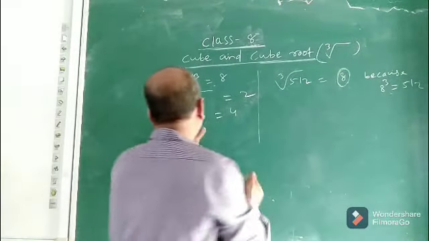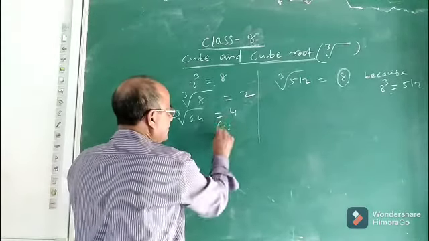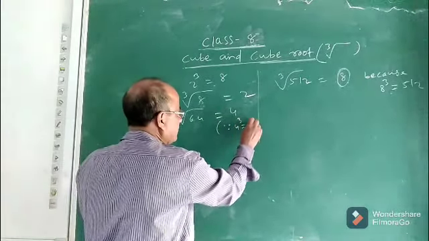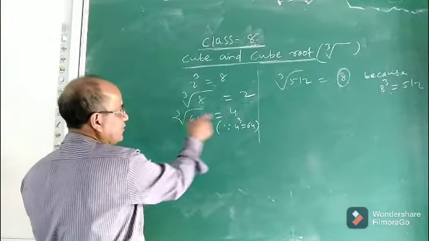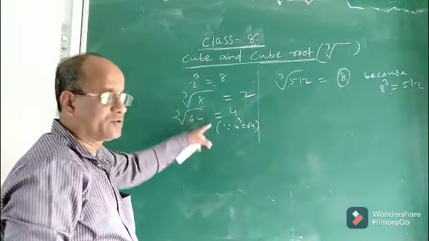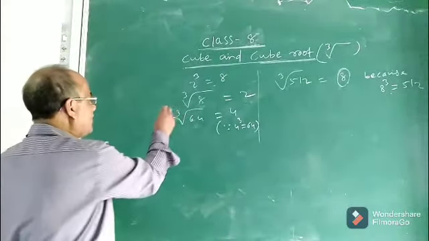Here the cube root of 64 is 4. Why? Because 4 to the power 3 is 64. The cube of 4 is 64. Therefore the cube root of 64 is 4. So this is the relation between cube and cube root. So what will we conclude?